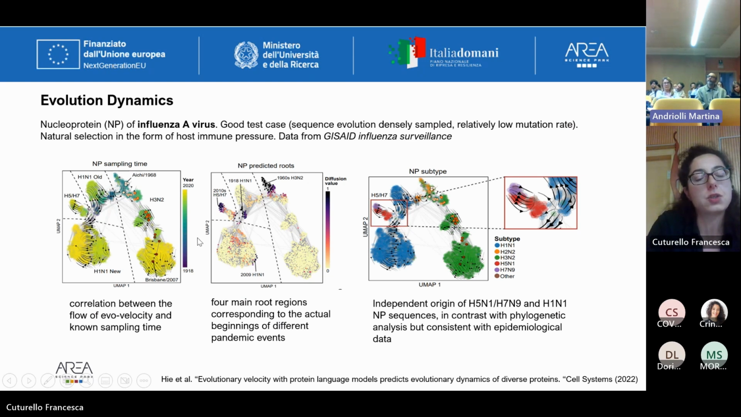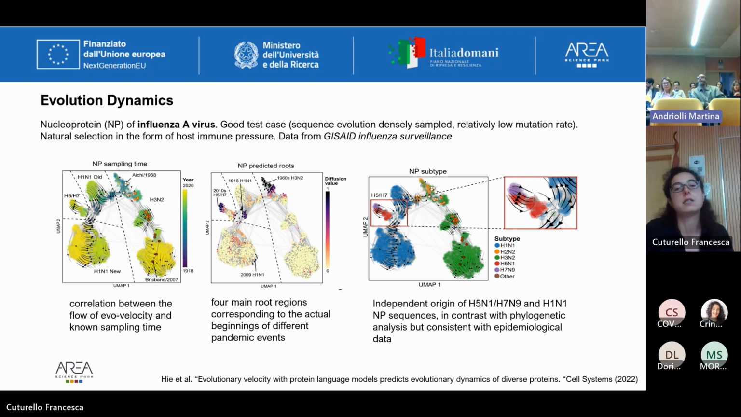On this dataset, which is a nucleoprotein of influenza A virus, it's a really good test case for them because it has densely sampled sequence evolution and a relatively low mutation rate, since it mutates, I think, on average one amino acid per year. And here, the natural selection is shown in the form of host immune pressure. So when we color by the actual time in which the mutation appeared, we see that the arrows go in the correct directions with the actual time ordering. So there is a correlation between the flow velocity and the known sampling time.